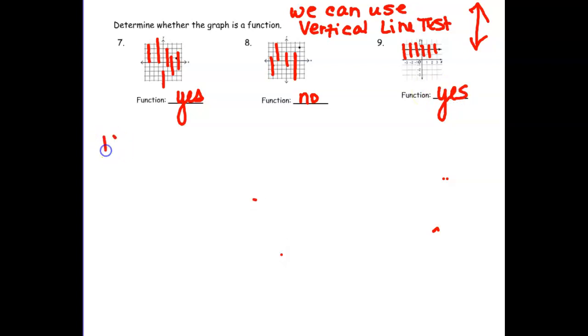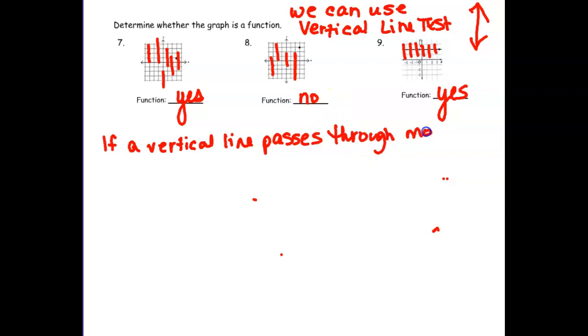So if a vertical line passes through more than 1 point, it is not a function.